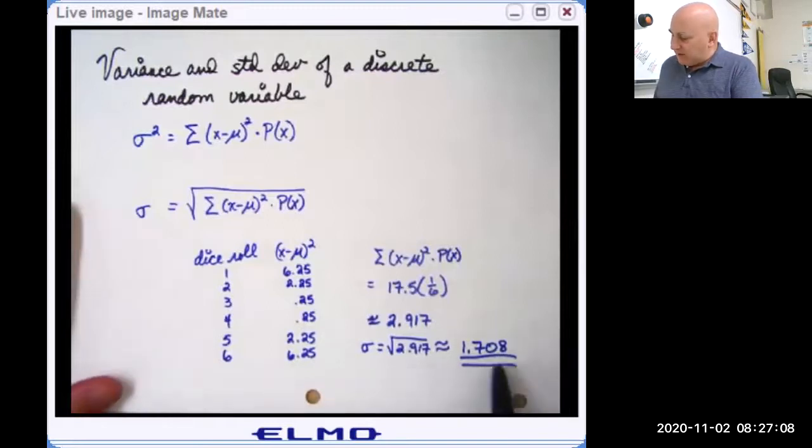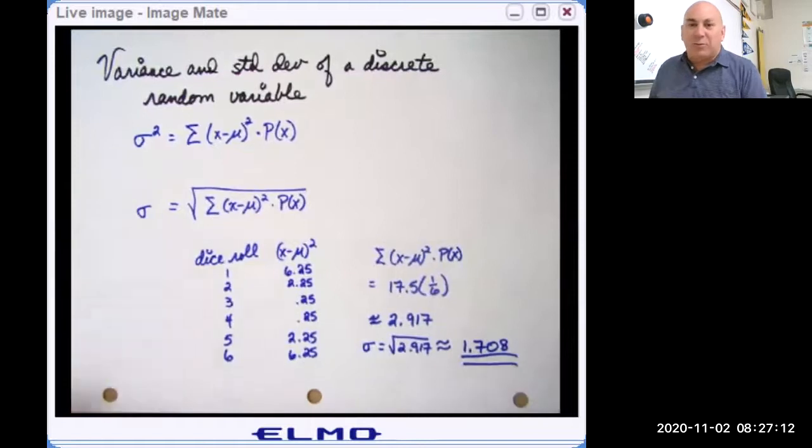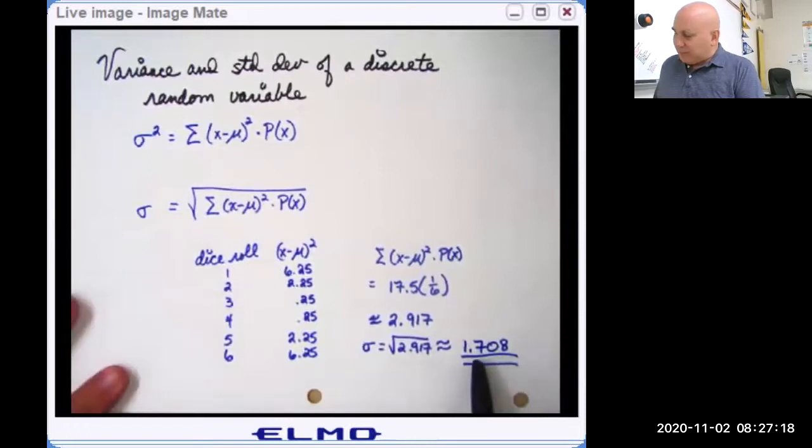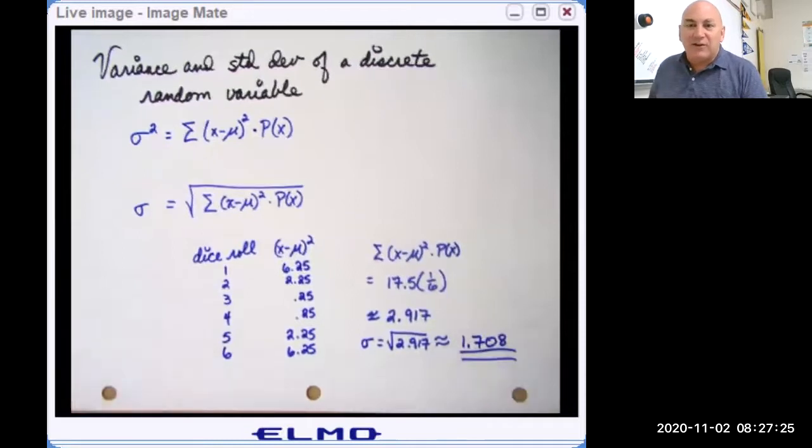1/6, 1/6, 1/6, 1/6, 1/6, 1/6. It still has a mean of 3.5 and a standard deviation of 1.7. So let me ask this. Does this mean that 68% of our outcomes will fall within 1.7 units of 3.5 rolling a die?